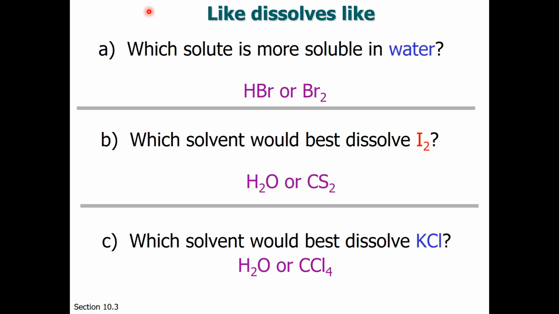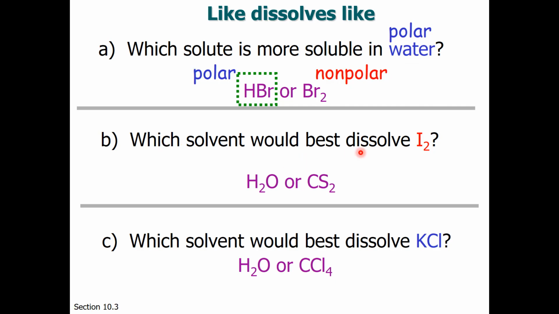Here are some other examples. Which solute is more soluble in water? HBr or Br2? Water is, of course, polar, and like dissolves like. So we want to find polar to dissolve in polar. So HBr is polar, Br2 is nonpolar. HBr would be more soluble in water.